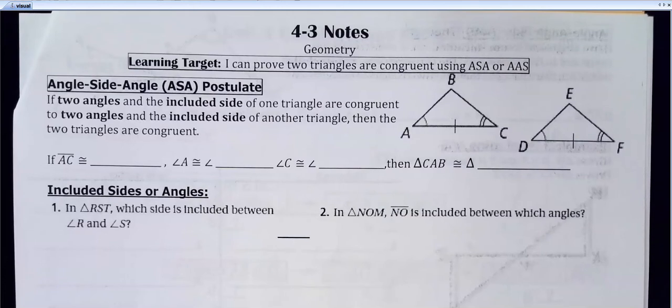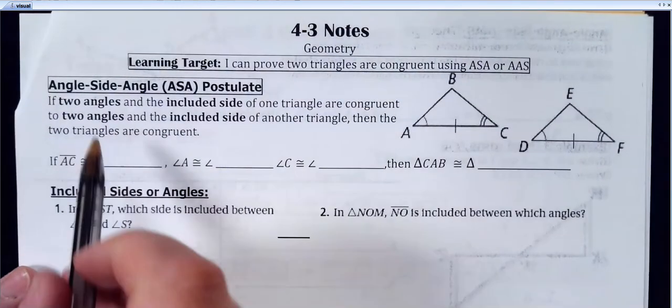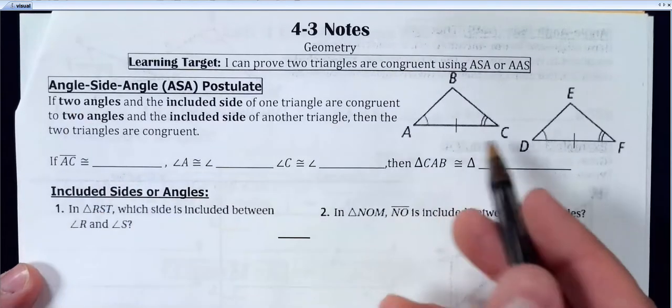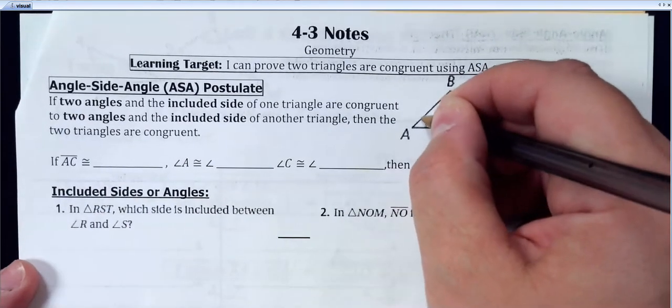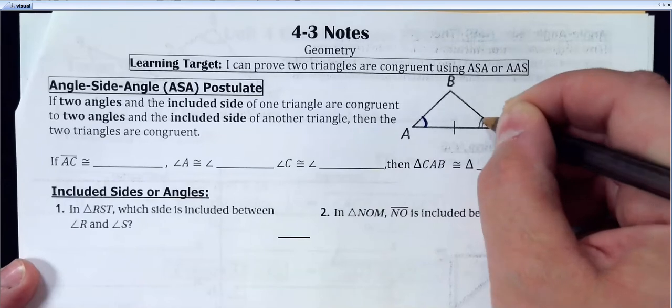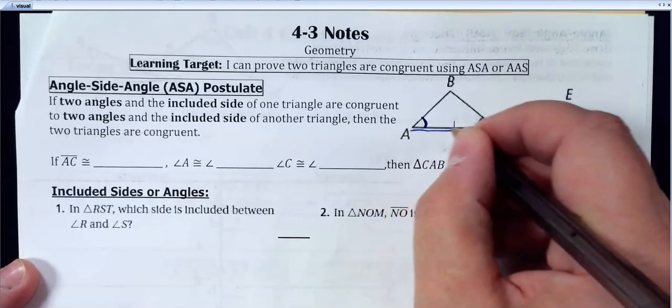So all I'm going to do at the top, I've got a picture there for you that has what you would need marked for angle, side, angle. And it's two angles and the included side. So included side means it's between the two angles that you're talking about.